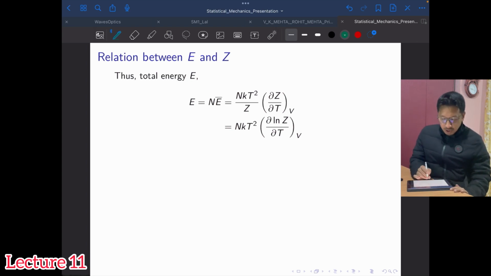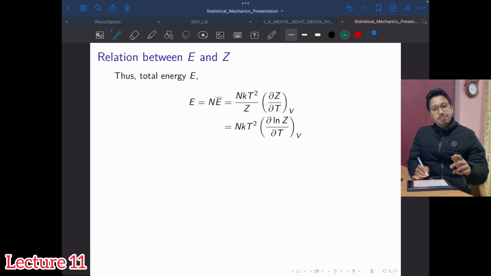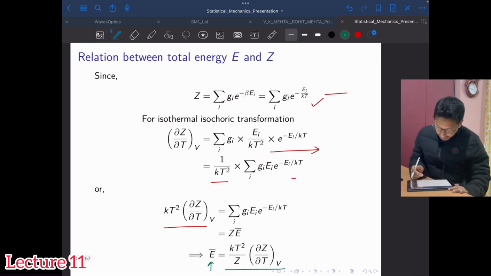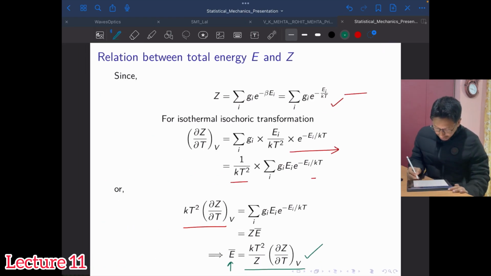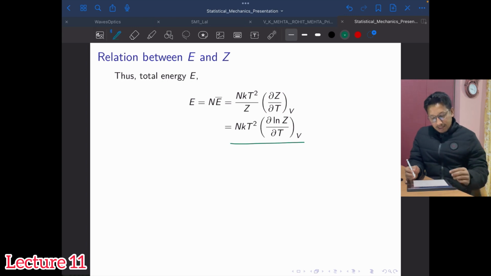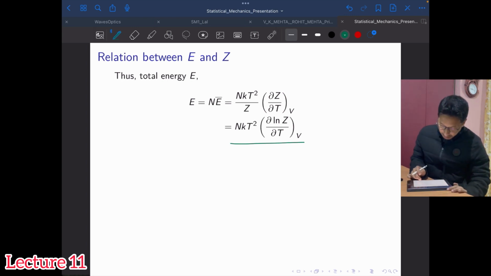And the total energy of the system is what? Average energy multiplied by total number of particles. So I have got the expression here for the average energy, this particular expression, kT square by Z, and then del Z by del T at constant volume. So I multiply by total number of particles N, and I will remain with this expression. So this is the relation between the total energy and the partition function.